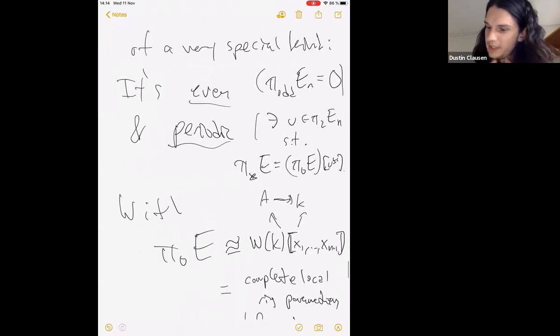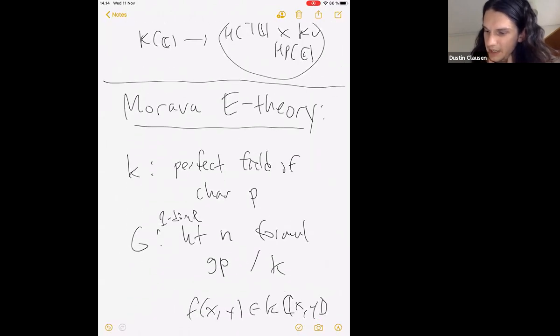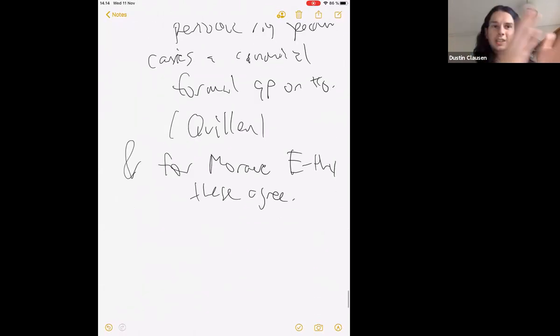Okay, what is the significance of this? So we start with some algebraic data: a perfect field of characteristic p and a height n formal group over it. We produce this E infinity ring spectrum, which sees all heights less than or equal to n. Now, what is its significance in the land of pure homotopy theory?